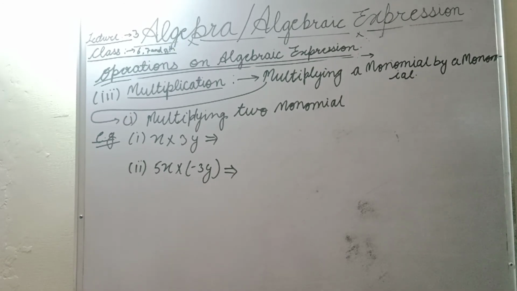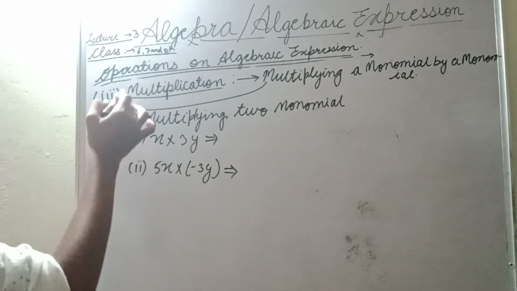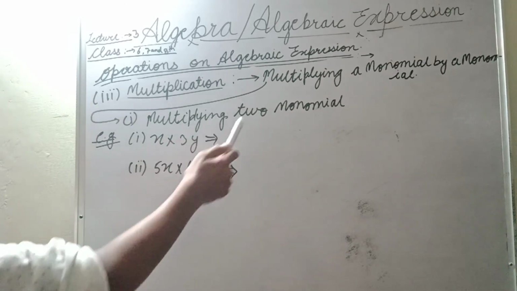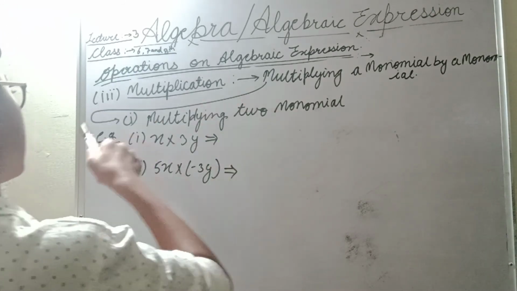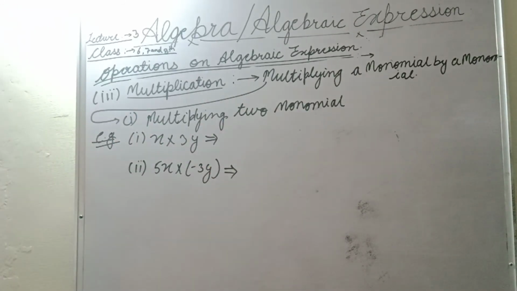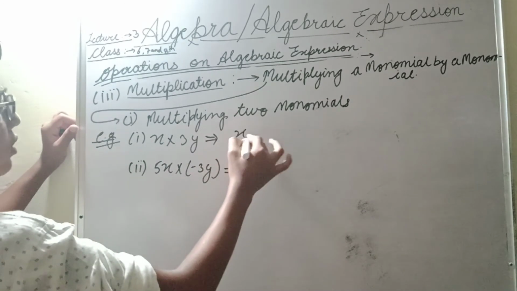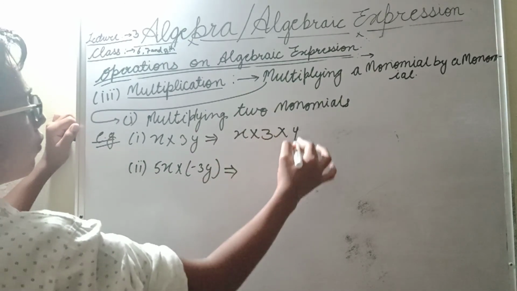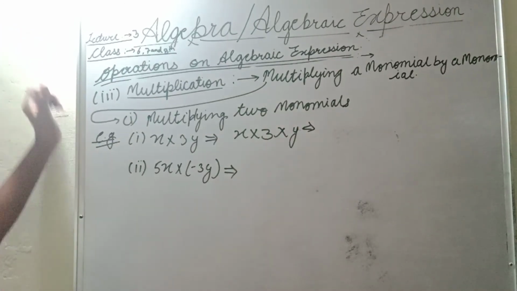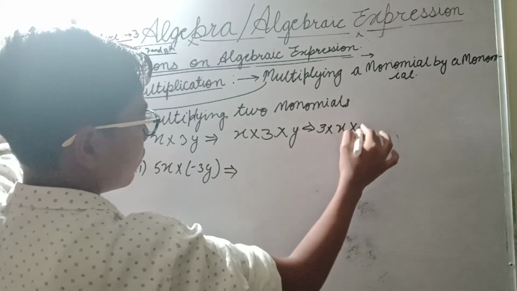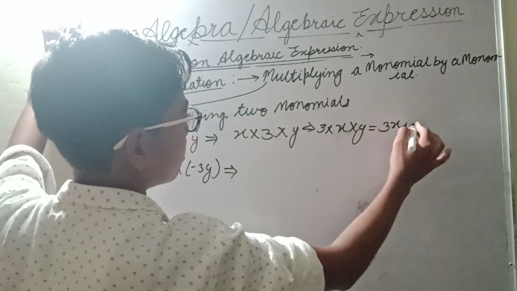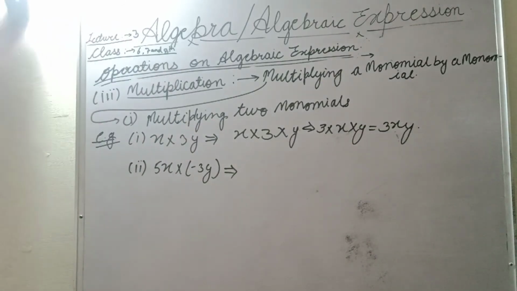And now we will discuss multiplication. In multiplication, first we will study multiplying a monomial by a monomial. First, multiplying two monomials. For example, x into 3y, which is 3 into x into y. What do we get? 3xy. Yes or no? Yes, this is so easy.